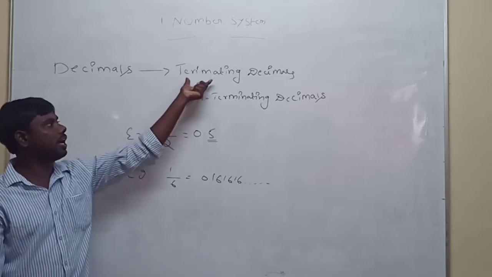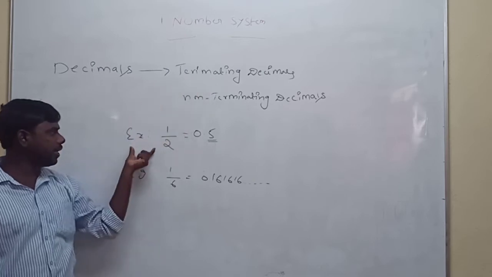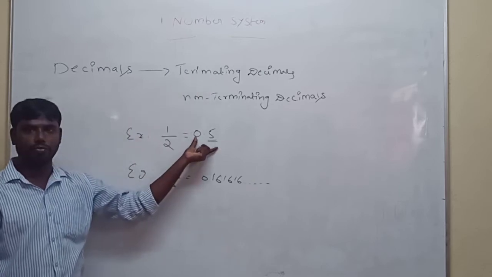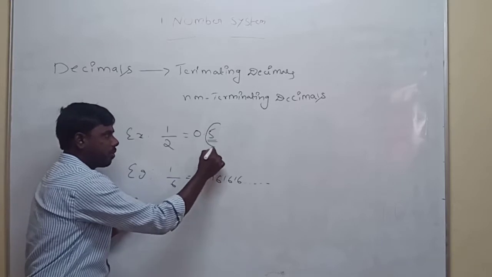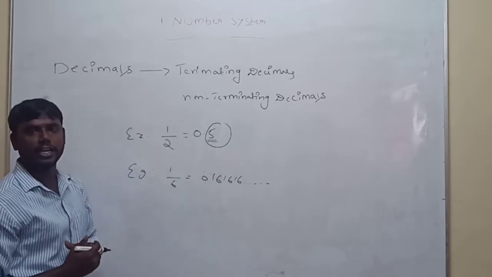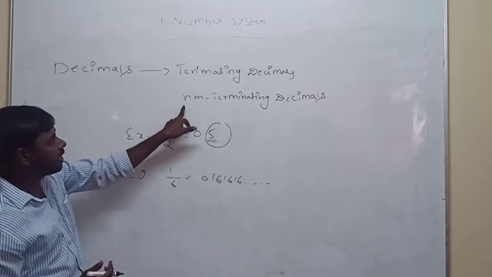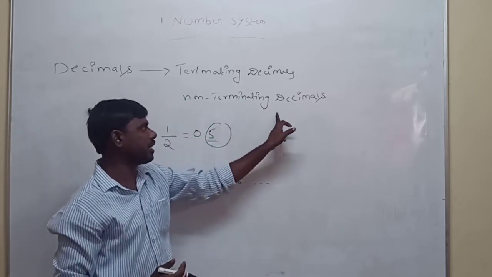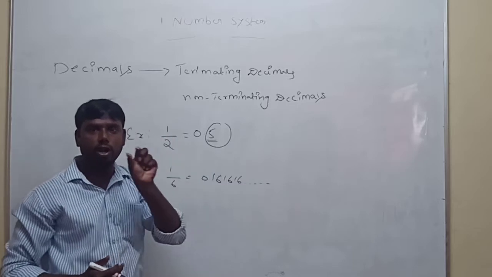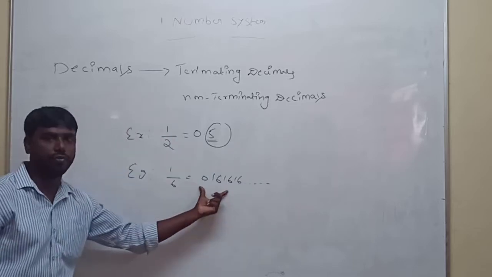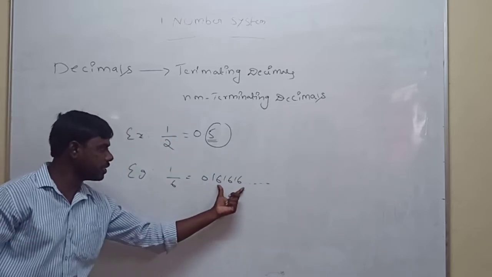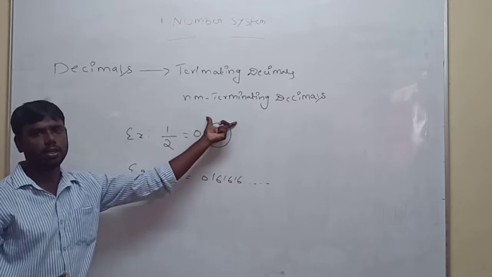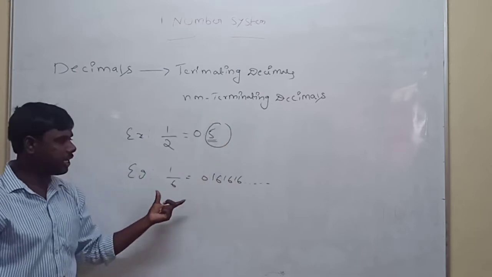So terminating decimals are nothing but decimals with only a finite number of places. Example is 1/2, value 0.5. Second one is non-terminating decimals, nothing but a decimal with an infinite number of places. Everyone understood? Is it clear?